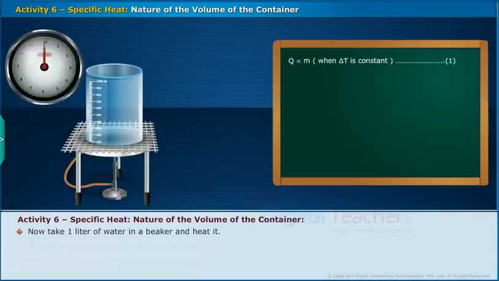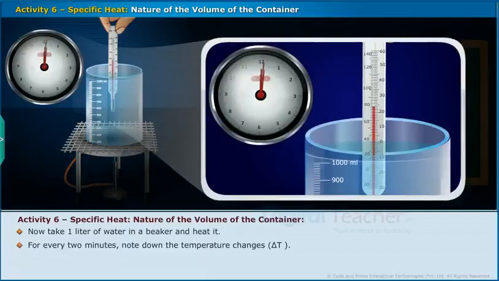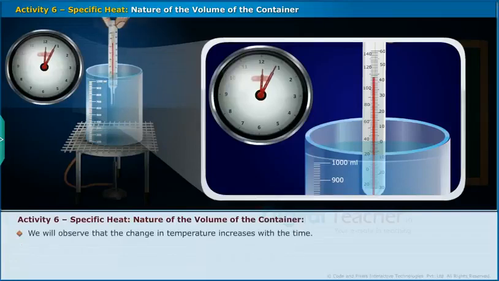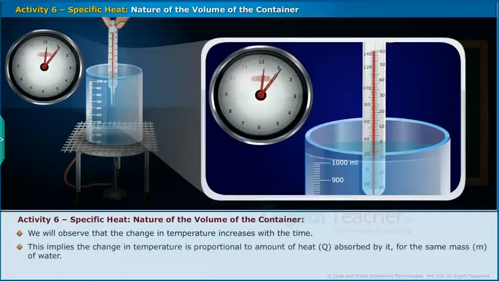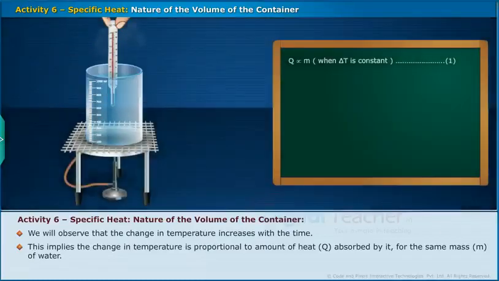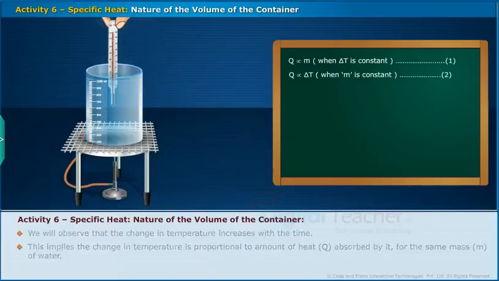Now, take 1 liter of water in a beaker and heat it. For every 2 minutes, note down the temperature changes delta T. We will observe that the change in temperature increases with the time. This implies the change in temperature is proportional to the amount of heat Q absorbed by it for the same mass m of water. Q is directly proportional to delta T when m is constant. Consider it as equation 2.